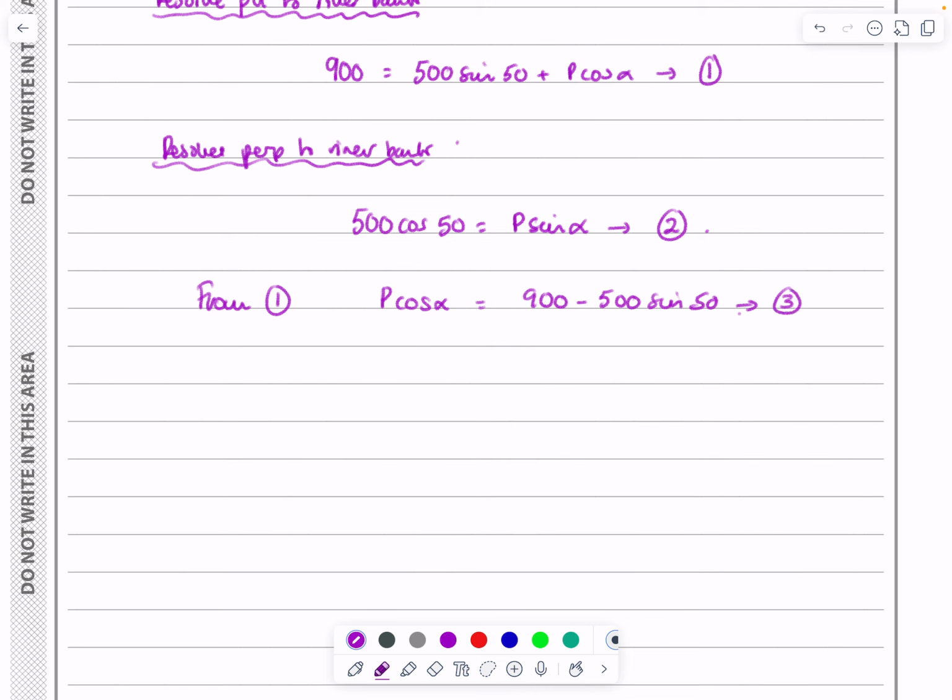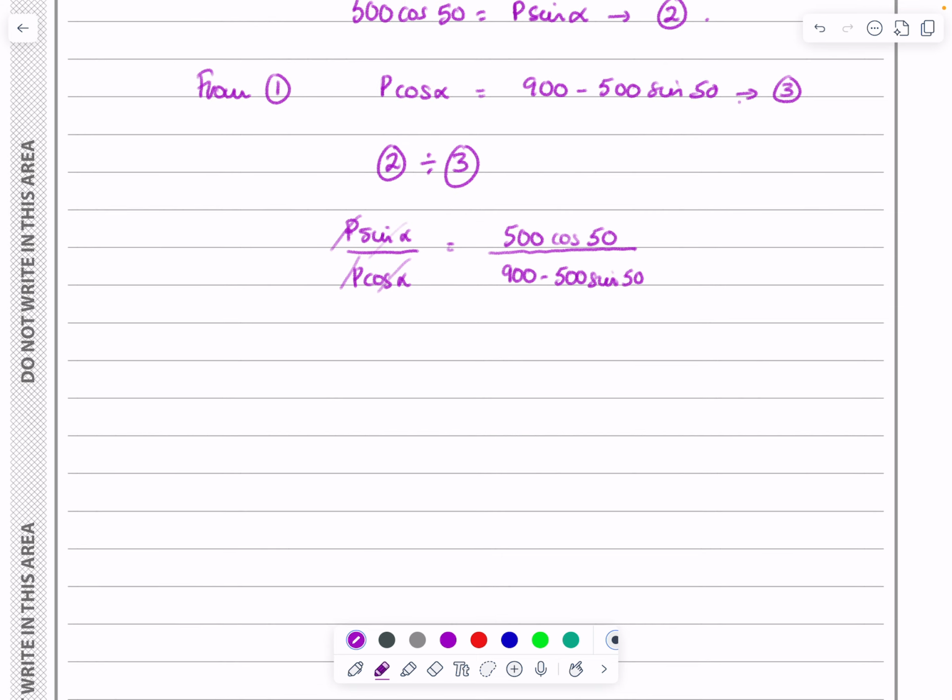Simply so I can explain what I'm going to do, I'm now going to do equation 2 divided by equation 3. If I do that, I get P sine alpha over P cos alpha, which I've done lots of times in the past doing questions out of the exercise book. That works out to be equal to 500 cos 50 all over 900 minus 500 sine 50. And then the key to this is the Ps cancel and the sine over cos works out to be equal to tan. So we get that tan alpha is equal to this same thing here.